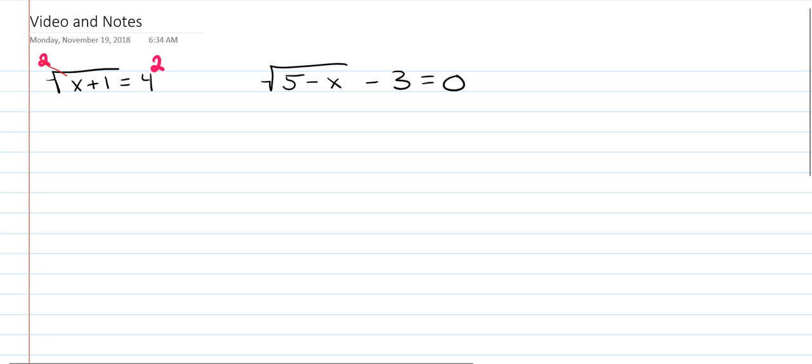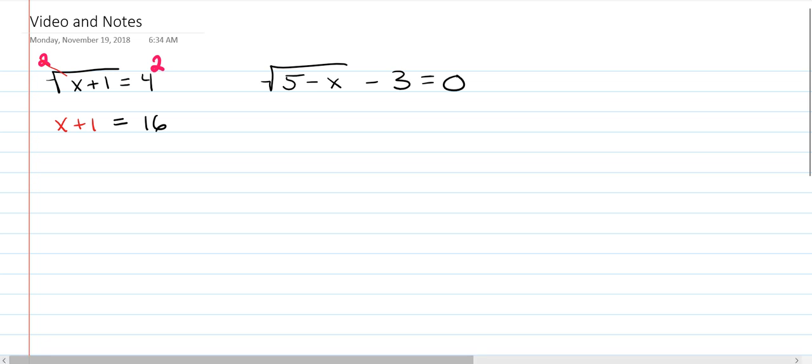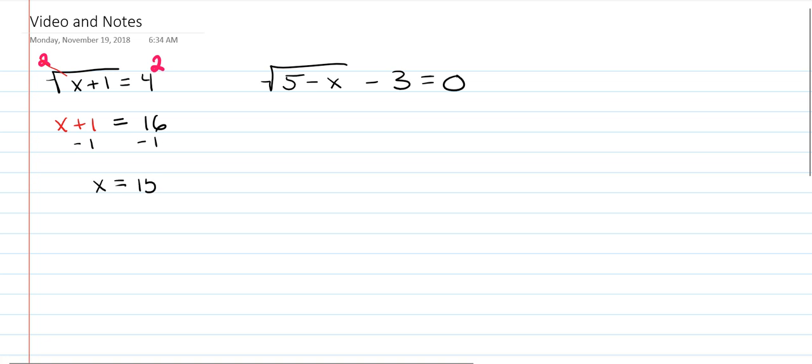So on the left side, I'm left with x plus 1. And on the right side, I'm left with 4 squared, which is 16. So, difficult math here, I know. Subtract 1 from both sides to solve for x. X equals 15. Look at us. Killing the game.